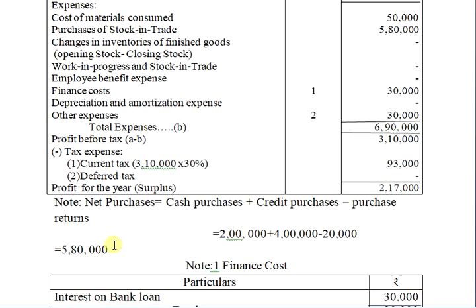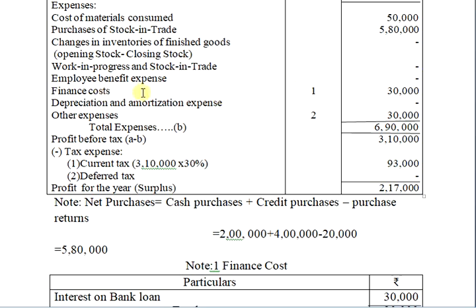5,80,000. So net purchases will be 5,80,000. So we have considered purchase of stock in trade, it has 5,80,000. Changes in inventories of the finished goods, opening stock minus closing stock, it is nil. Work in progress on stock in trade is nil. Employee benefit expenses, is there any employee benefit expenses?